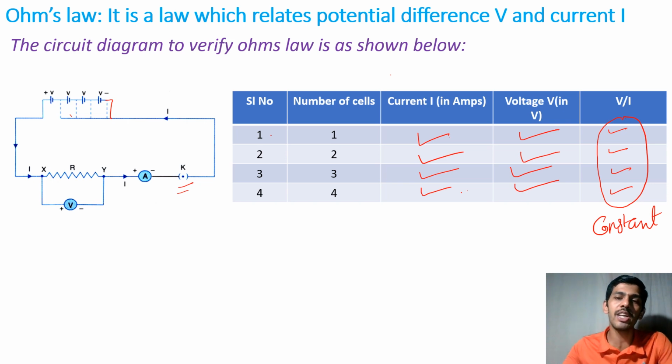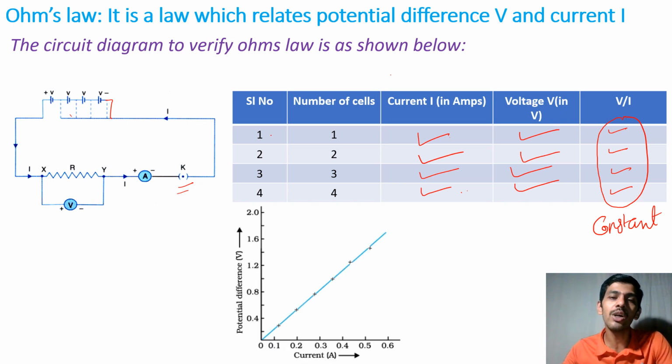What is the observation we can draw out of that constant value? In order to draw some conclusions, you plot a graph of V versus I like this. By taking a graph sheet, take a sufficient scale along the y-axis as well as the x-axis, and write along the y-axis potential difference, along the x-axis current, and plot that graph.